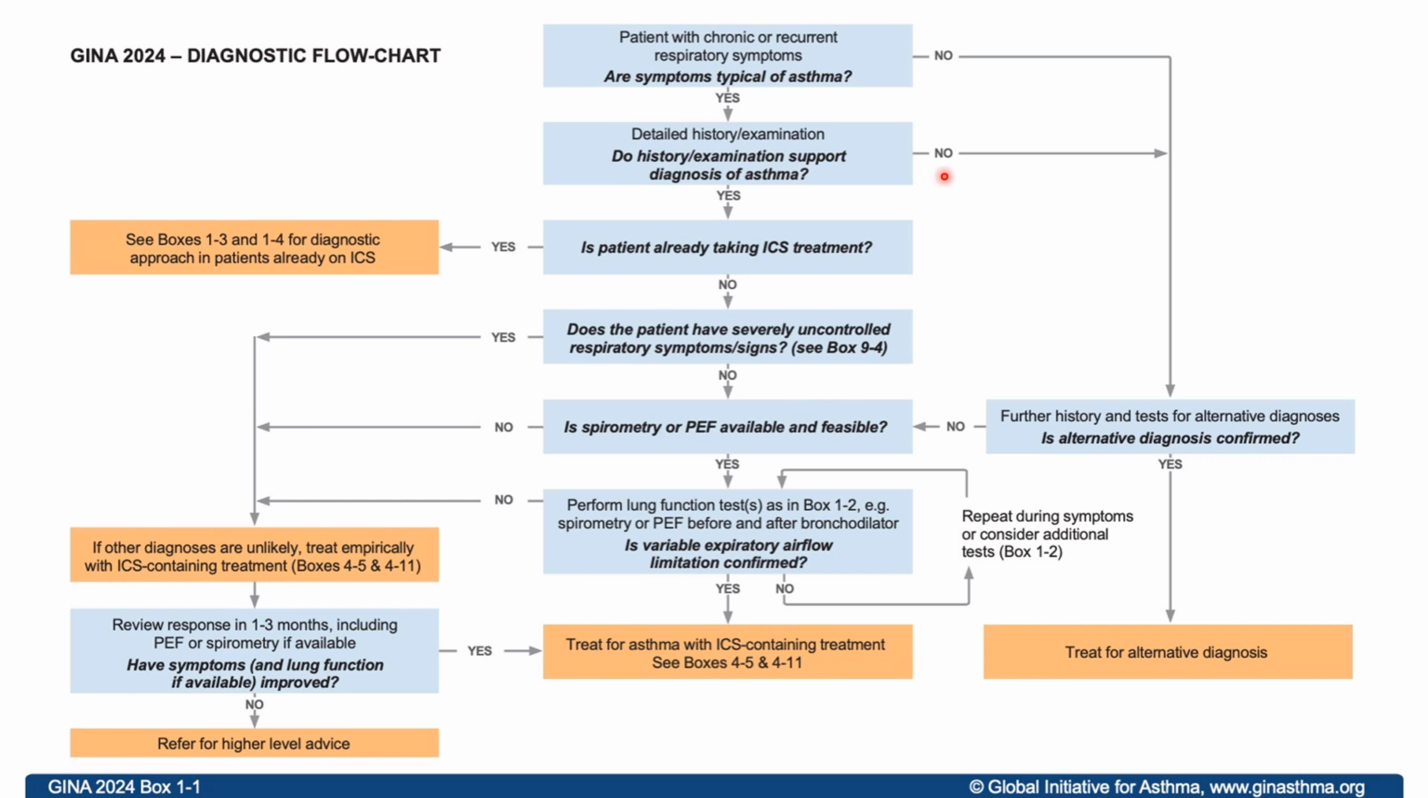In addition, if your history and examination is not suggestive of asthma, you look for other diagnoses. So if your patient is in the acute phase, you treat empirically. If the setting that you are in is a low resource setting, you should treat empirically. And then you review the patient in 1 to 3 months. For example, if spirometry is available, then you do the lung function, or if the symptoms have improved, then well and good. And kindly remember that your treatment must be an ICS-containing drug.